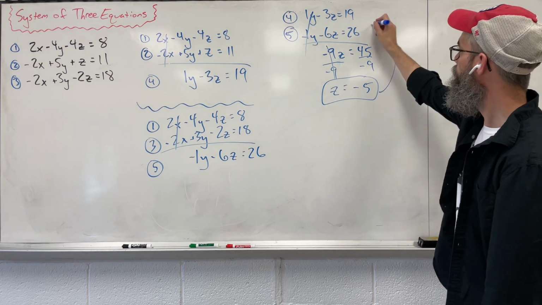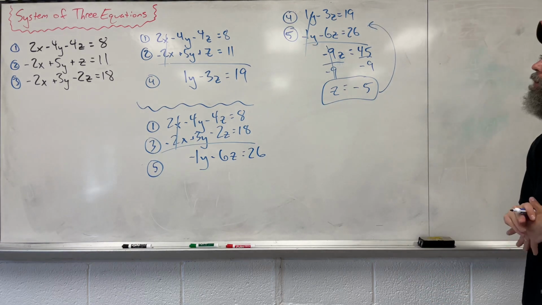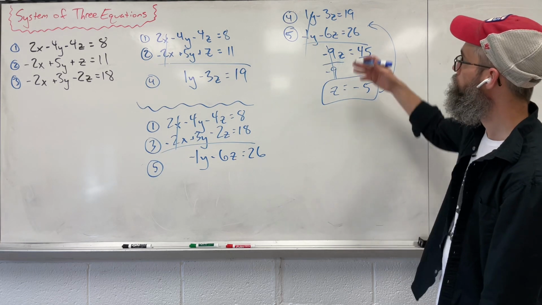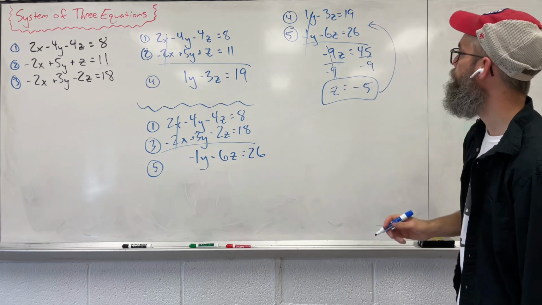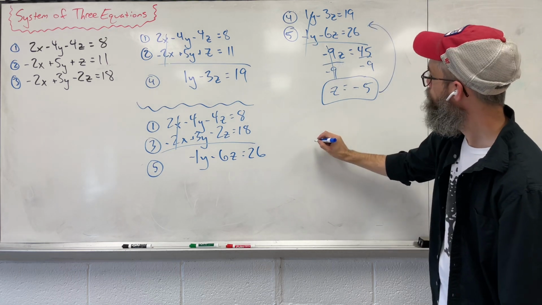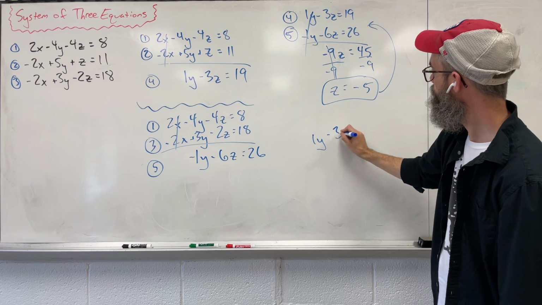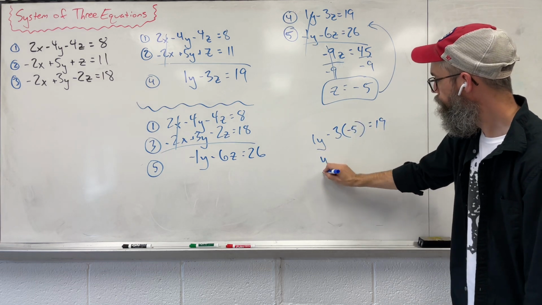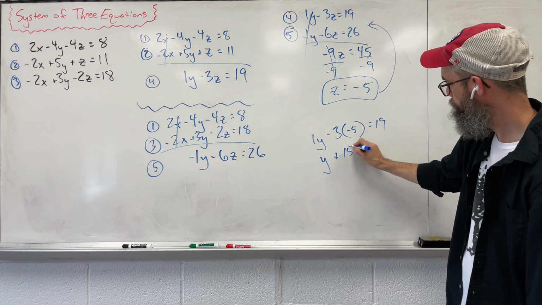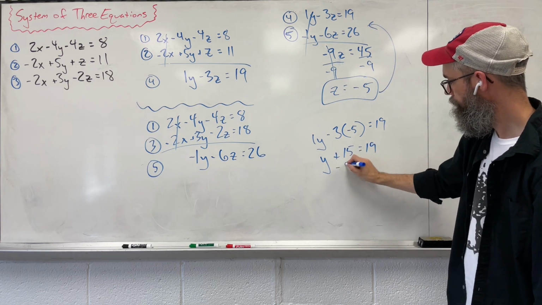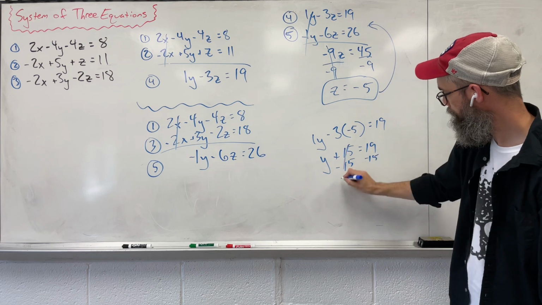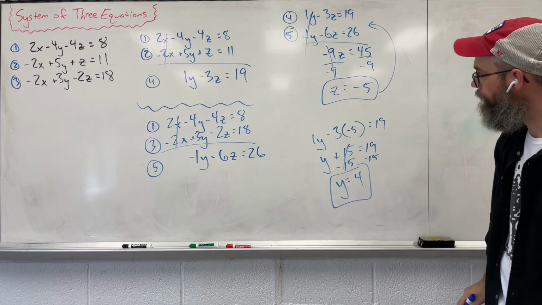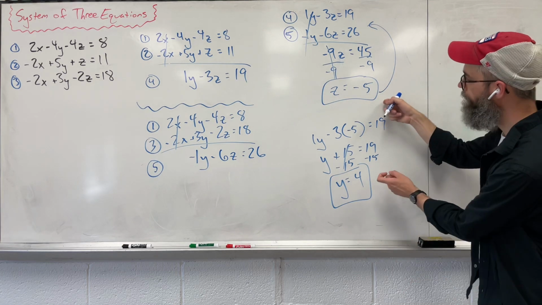I want to take this. I want to plug it into either 4 or 5. It doesn't matter. So I'm going to take it and let's plug it into the top one, I guess. So 1y minus 3 times -5 equals 19. y plus 15, subtract that 15, y equals 4. Good. We now have a y, we now have a z.